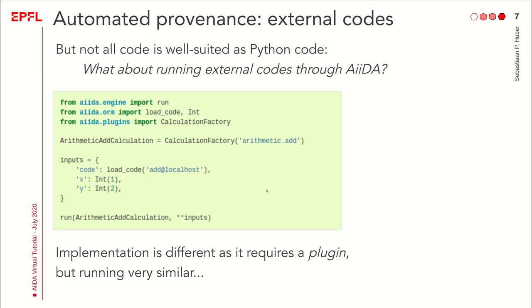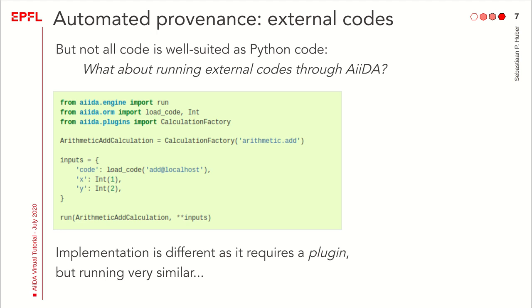But imagine that we already have an executable that sums two numbers. It's some kind of bash script that sums two numbers. We have already created such a plugin that allows us to do this, and we have called it arithmetic add calculation. To call this through AiiDA, you just define the inputs in a Python dictionary. So we have our x and y, 1 and 2. Again, note that they're wrapped in this int data type.